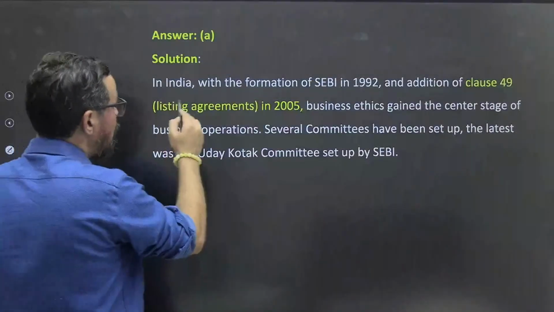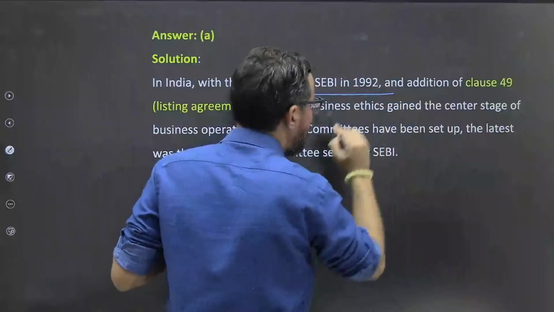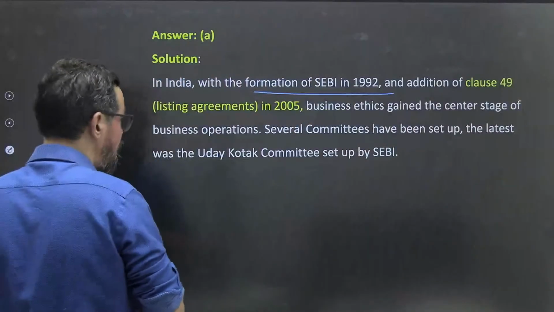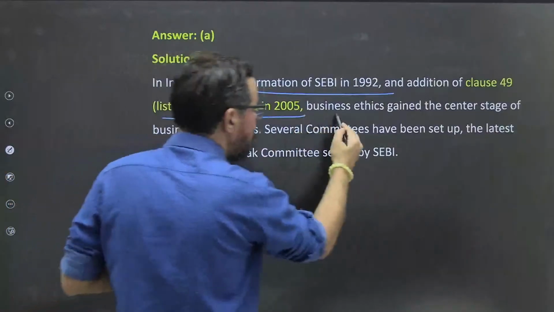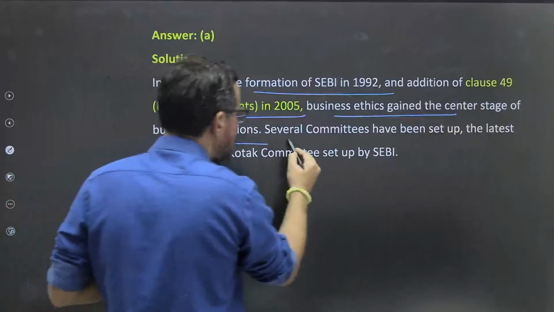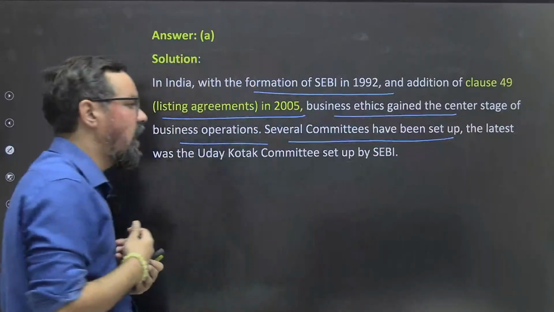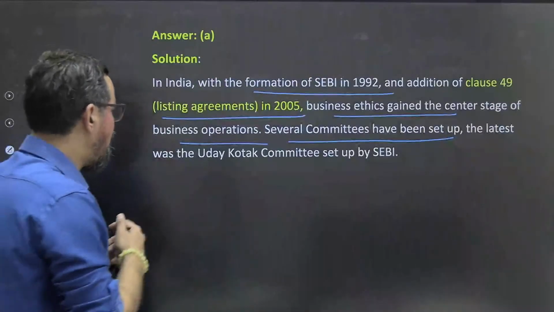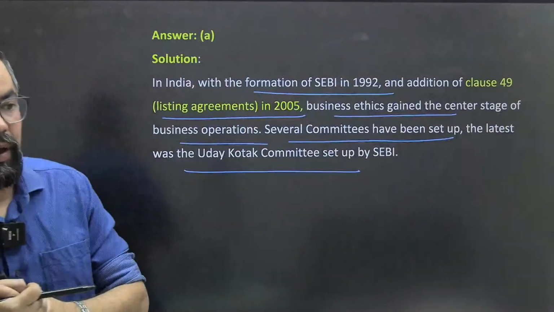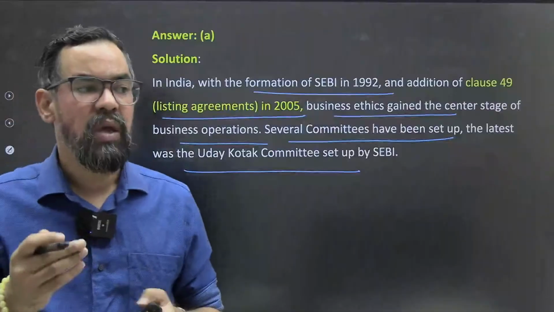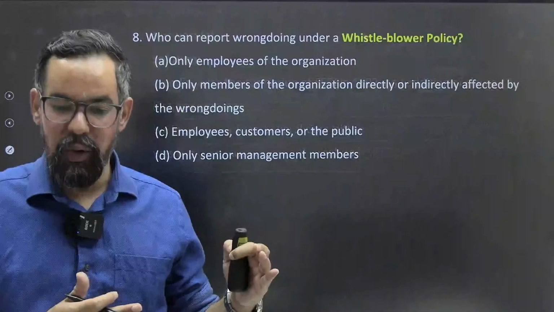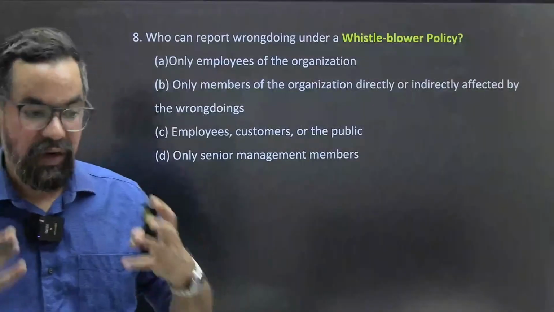So in India, with the formation of SEBI in 1992 and the addition of clause 49 listing agreements in 2000, business ethics gained center stage in business operations. Several committees have been set up. The latest one was the Uday Kotak committee set up by SEBI itself. There are some RBI committees also. There were so many scams and scandals, and after that we started forming different committees or groups.